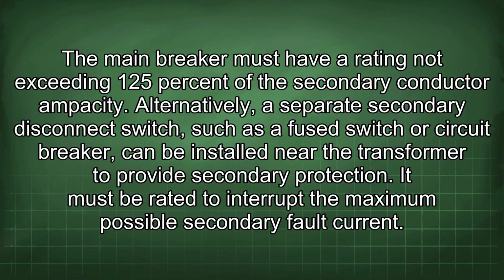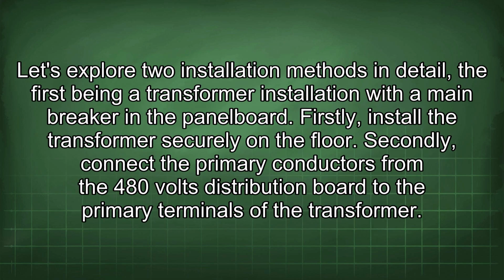Alternatively, a separate secondary disconnect switch, such as a fuse switch or circuit breaker, can be installed near the transformer to provide secondary protection. It must be rated to interrupt the maximum possible secondary fault current. Let's explore two installation methods in detail, the first being a transformer installation with the main breaker in the panel board. Firstly, install the transformer securely on the floor.